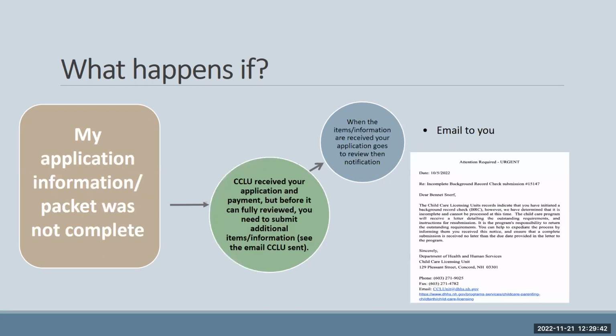Now, what happens if my application packet was not complete? You'll receive an email letting you know what is still required by Child Care Licensing before they can finish processing your application. Failure to get this information updated or mailed in will result in ineligibility. So please watch for that email. The review will follow the same process as stated previously when the submission was complete. If you receive an eligible result, your status in the background record check tile will change to processed, and an expiration date will appear, and this will be followed by the email to you and your provider.